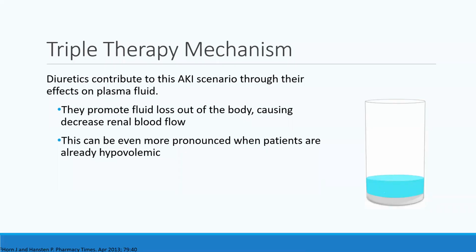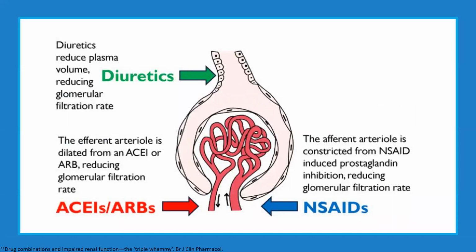And then when you add in the diuretics, it can be even more of a drop in renal blood flow. So diuretics are contributing through their effects on plasma fluid. They're promoting fluid loss out of the body, and this can be even more pronounced when patients are already hypovolemic. So look at them all together.